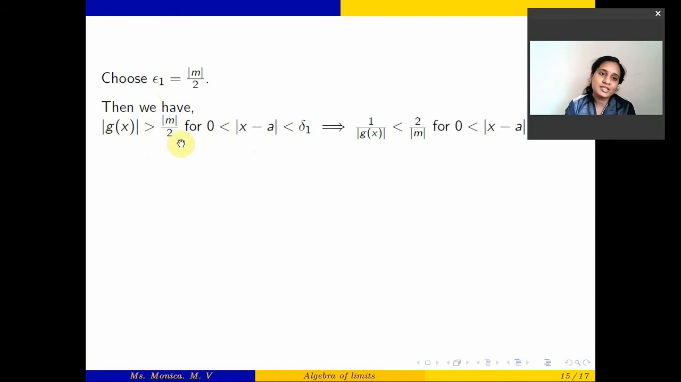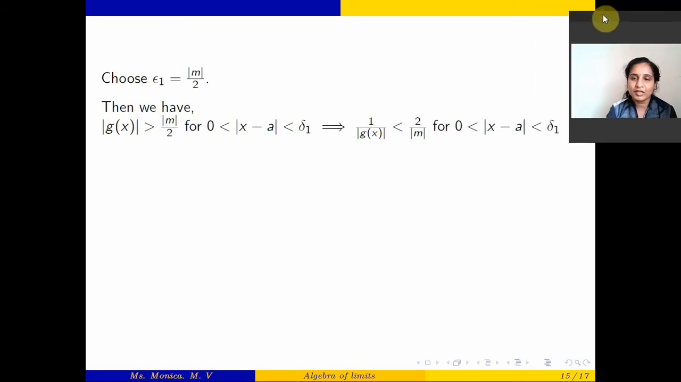Or if I take the reciprocal of this inequality, this becomes 1 by modulus of g of x. When I take the reciprocal, the sign of the inequality gets reversed. So 1 by mod g of x is less than 2 by mod m. What is the condition I have? Whenever modulus of x minus a is greater than 0 and less than delta 1.